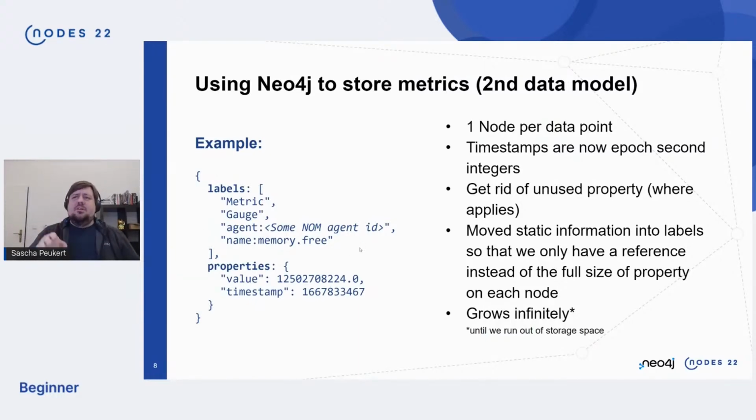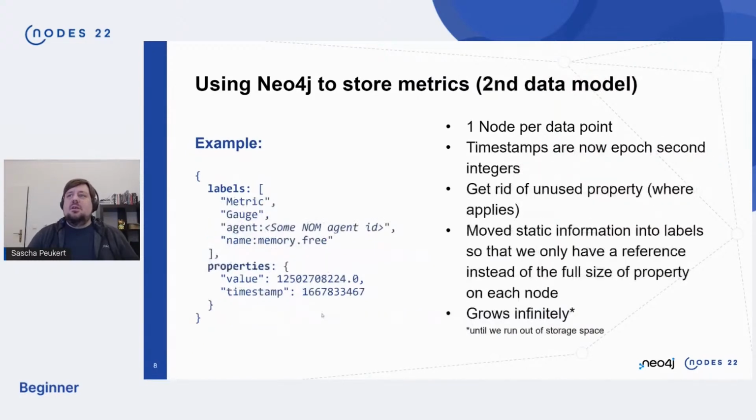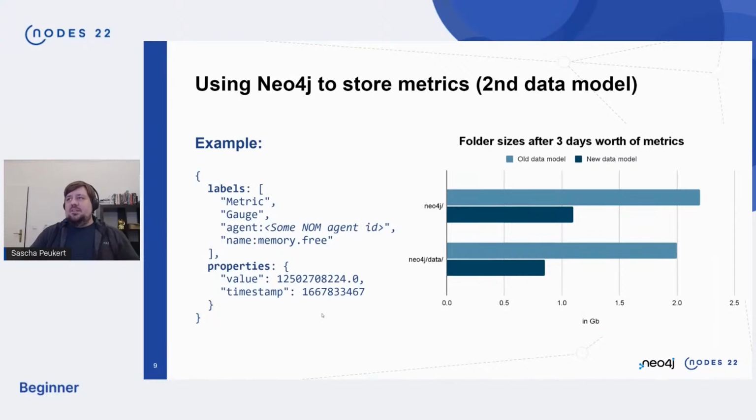And we also get rid of a few things. For example, if you see here, there's this label thing. It's basically empty. Why save it, right? And doing all of those things netted us well over half, an improvement of basically half the storage size. So that's pretty neat, right? So you can see you can store metrics in Neo4j.